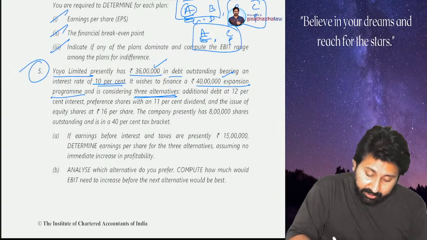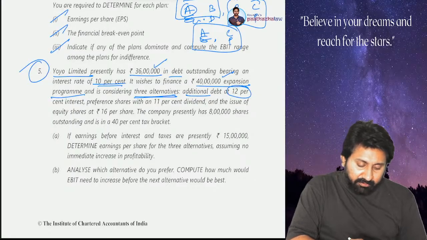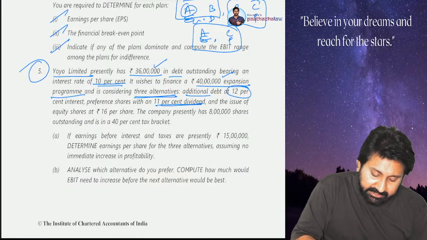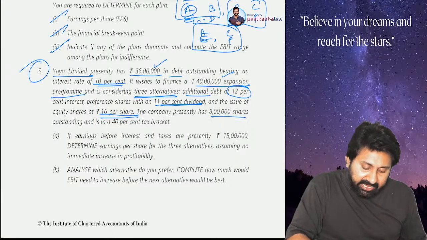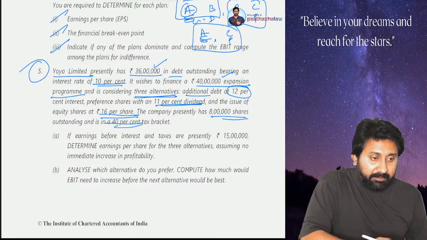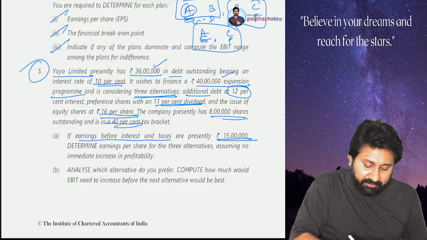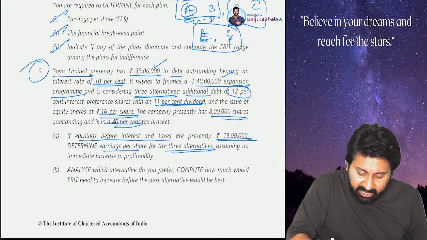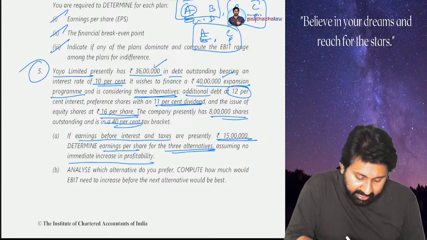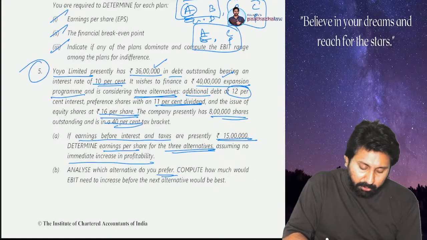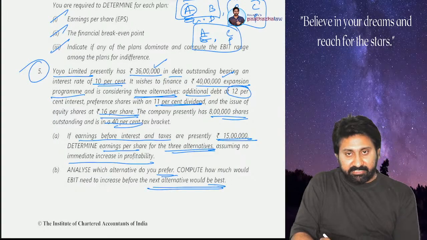There are three alternatives: additional debt at 12%, preference shares with 11%, and issue of equity shares at 16. The company presently has 8 lakh shares outstanding and is in a 40% tax bracket. If the earnings before interest and taxes presently are 15 lakh, determine the EPS for the three alternatives, assuming no immediate increase in profitability. Analyze which alternative you would prefer. Compute how much EBIT would need to increase before the next alternative would be the best.